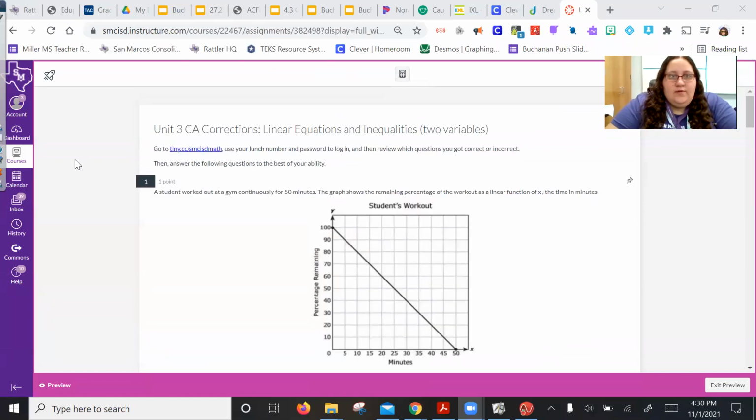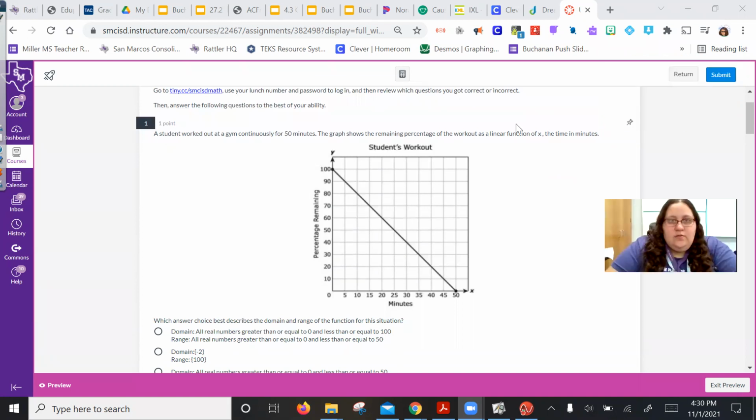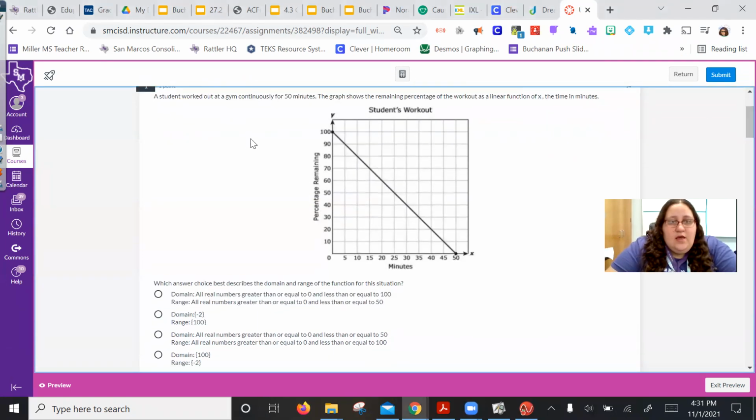Hello, so today we're going to be doing our Unit 3 test corrections on linear equations and inequalities. So the first problem on our test was a domain and range question. It says a student worked out at a gym continuously for 50 minutes. The graph shows the remaining percentage of the workout as a linear function of x, the time in minutes. Which answer choice best describes the domain and range?